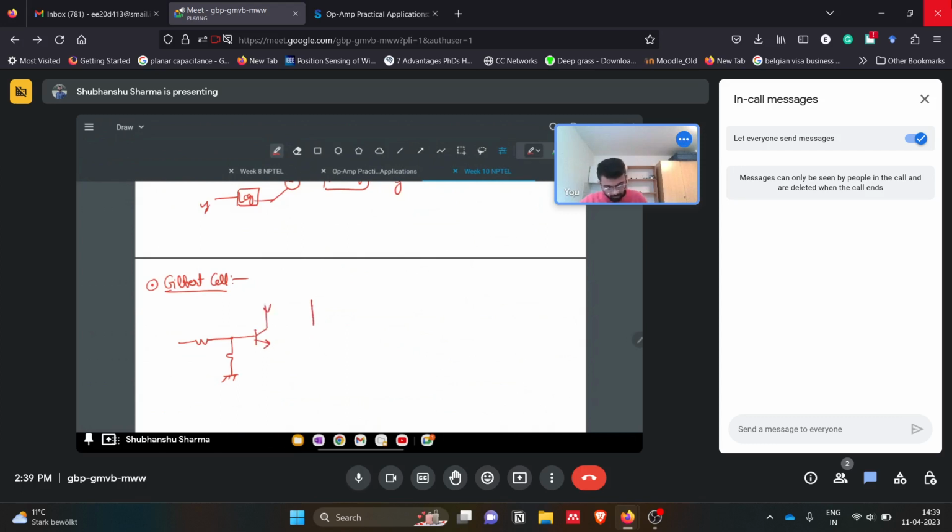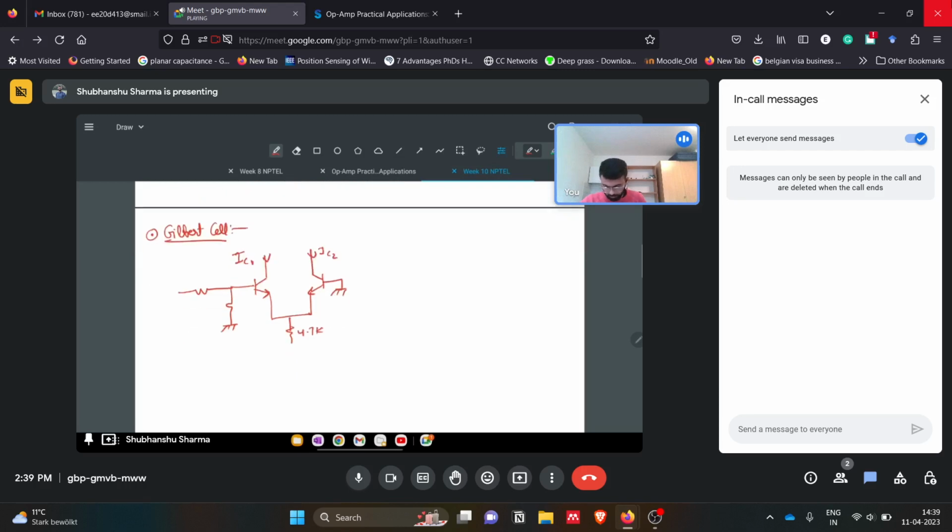We have one collector current, and another IC2. We have another transistor, and they are connected. They are emitter junctions. This is another resistor, and we have another input from this side, that is Vy. Okay, this is Vx input, that is Vy input. We have 10 ohms, and this is a 10 kilo ohm resistor.